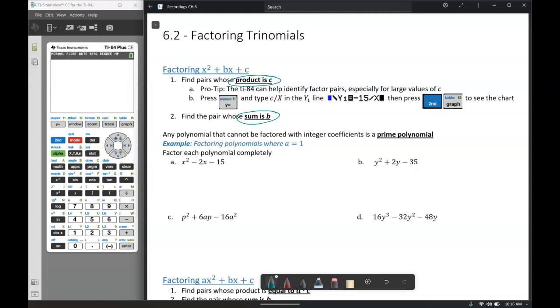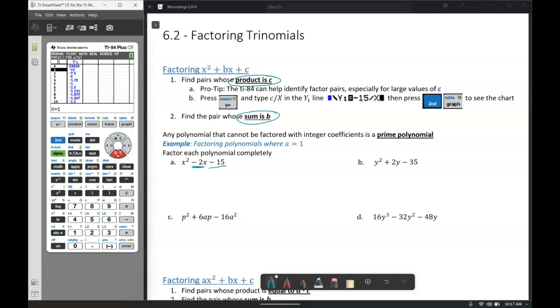There's a little trick on the TI-84, where if we go to our graphing utility, we can type in the value of C. For our first example, the value of C is negative 15, and then divide by x. And this gives us a rational equation, but more importantly, if we press second and then graph to open up the table, it gives us all the factor pairs that multiply to give us our value of negative 15. Now all we have to do is go down the list and find a row that gives us a sum of our B value, which in this case is negative 2.